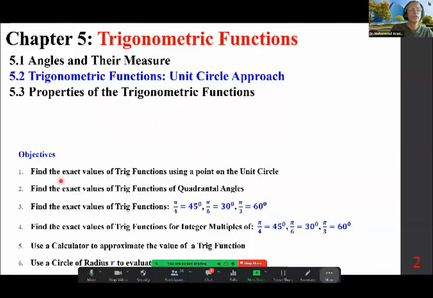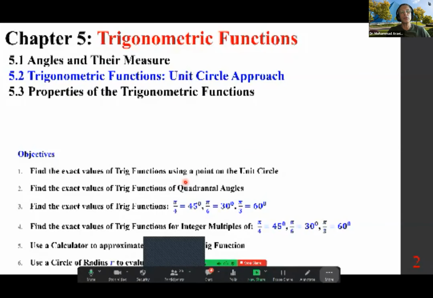The objectives are to find the exact values of trig functions using a point on a unit circle, exact values of quadrantal angles, exact values of trig functions of pi over 4, 45 degrees, pi over 6, 30 degrees, pi over 3, 60 degrees.